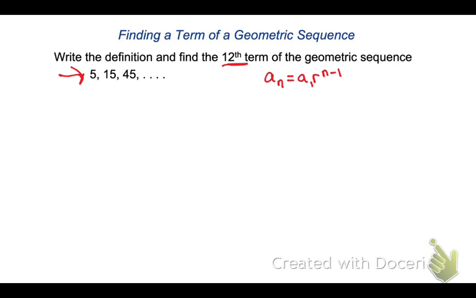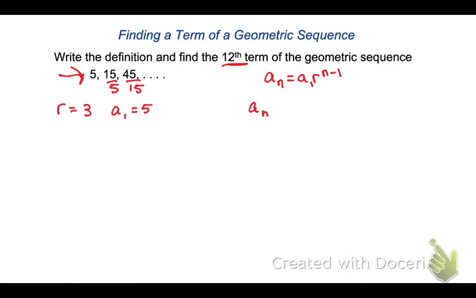The ratio is 3. How did you get 3? Because 5 times 3 is 15. 15 times 3 is 45. Okay, or you could just divide by the previous term and get 3. Either one, same process. Okay, so r is 3. What is a sub 1? 5.